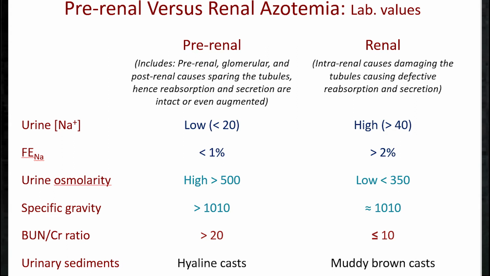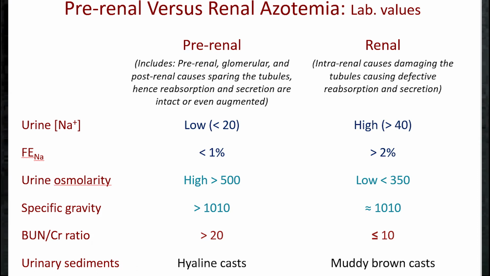So pre-renal renal failure, supernormal reabsorption. Renal failure, no reabsorption. We're going to discuss how to differentiate between these two categories based on how much sodium do we have in urine, how much water do we have in urine, and the BUN to creatinine ratio. In renal failure, you do not reabsorb. So what do you expect sodium to be?